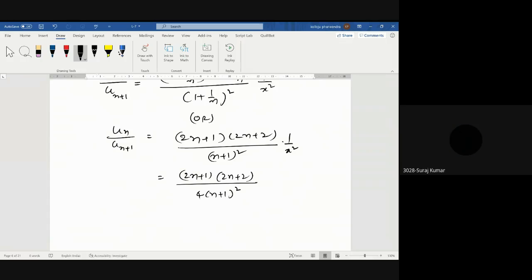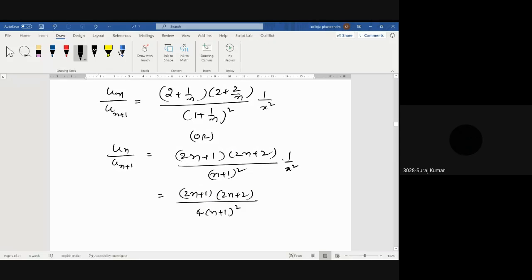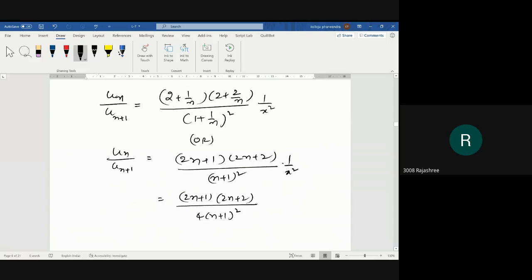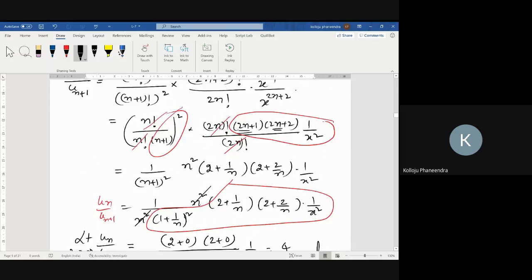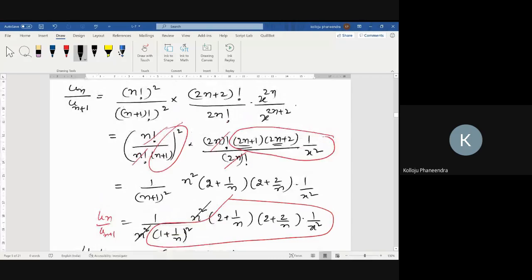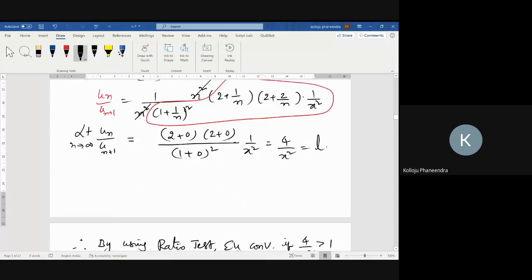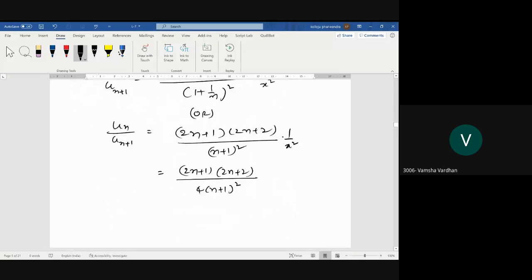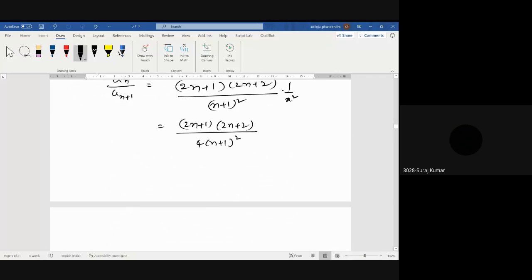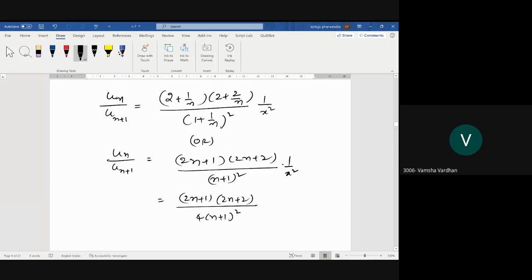Whole square is there. 1 plus n plus 1 will cancel, denominator and numerator. 2 if we take common in numerator. N plus 1 gets cancelled. Yes. From numerator 2n plus 2, if you take 2 common, that is equal to 2n plus 1.